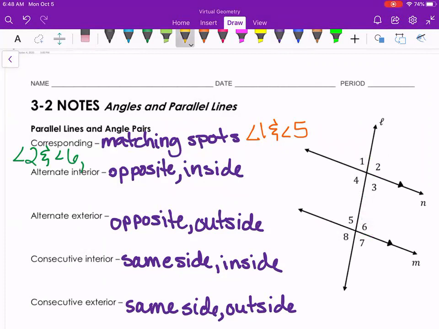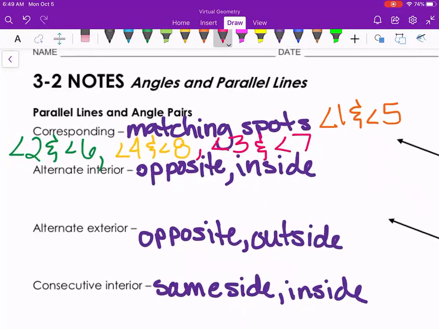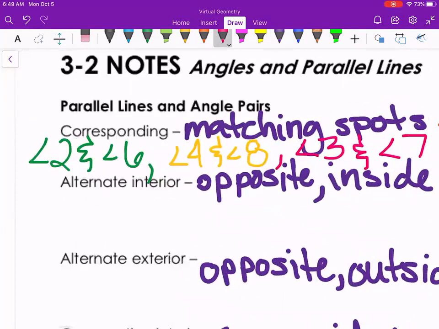Again, it's all about the positions and where they're sitting. Angle 4 has to match up with angle 8, bottom left with bottom left. So angles 4 and 8. And then our last pair, angle 3 in the bottom right, matching with angle 7, bottom right. Now, when we talk about parallel lines and transversals, some of these were congruent and some were supplementary. These corresponding ones are congruent, so if I know one measure, I automatically know the other.